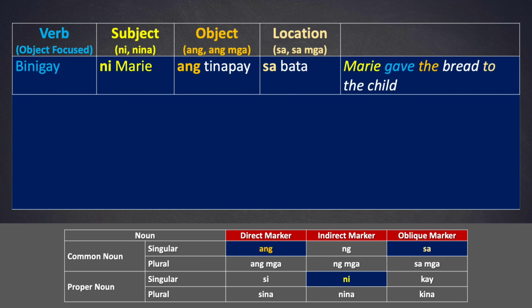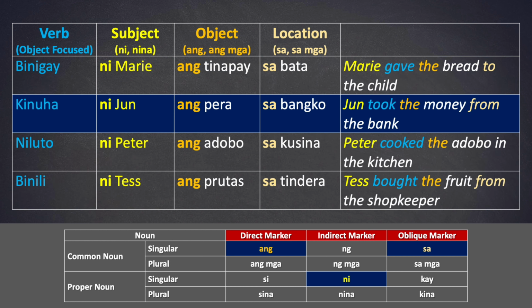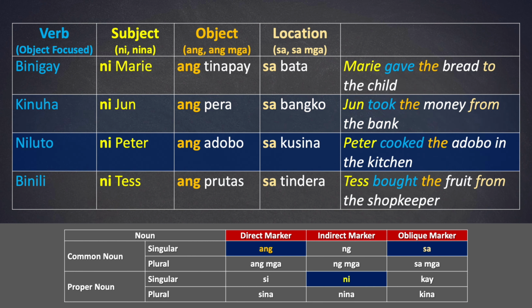We use the indirect marker ni in ni Marie because the subject Marie is not the focus of the sentence. The focus is the bread, which uses the direct marker ang tinapay. Moving on. Kinuha ni June ang pera sa bangko. June took the money from the bank.